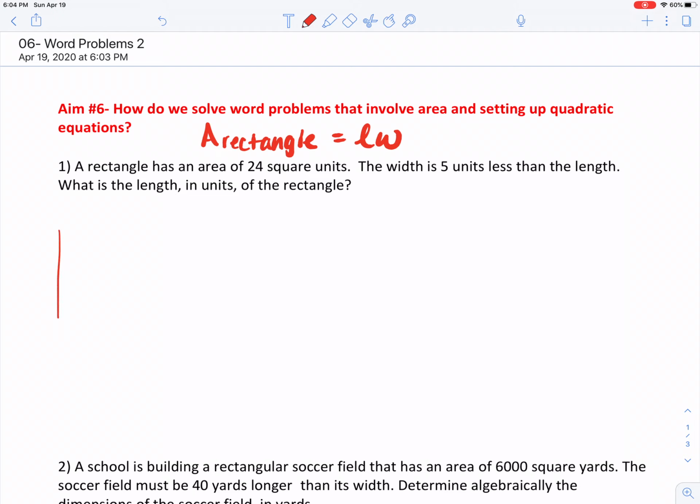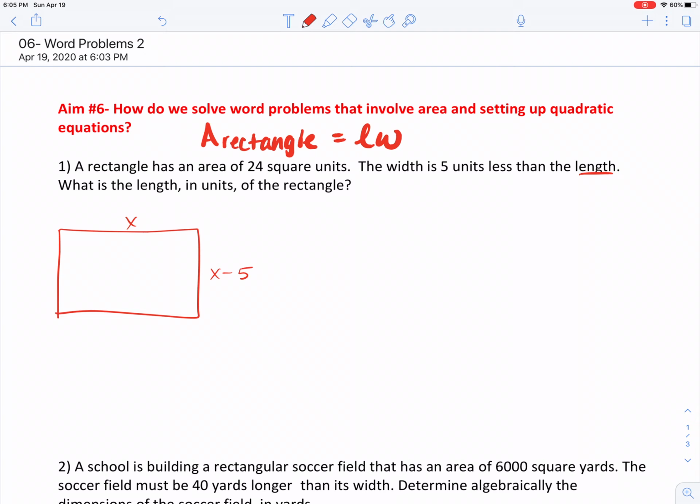So for number one, I'm going to draw the rectangle. A rectangle has an area of 24 square units. The width is 5 units less than the length. So it says length last. Technically, it doesn't matter which dimension you consider to be the length, whether it's the longer one or the shorter one. Here they're saying that the width is 5 units less, so I know that the length is the longer one, and then the width is 5 units less than that, so I'll do x minus 5. What is the length in units of the rectangle? So they're asking for the length.